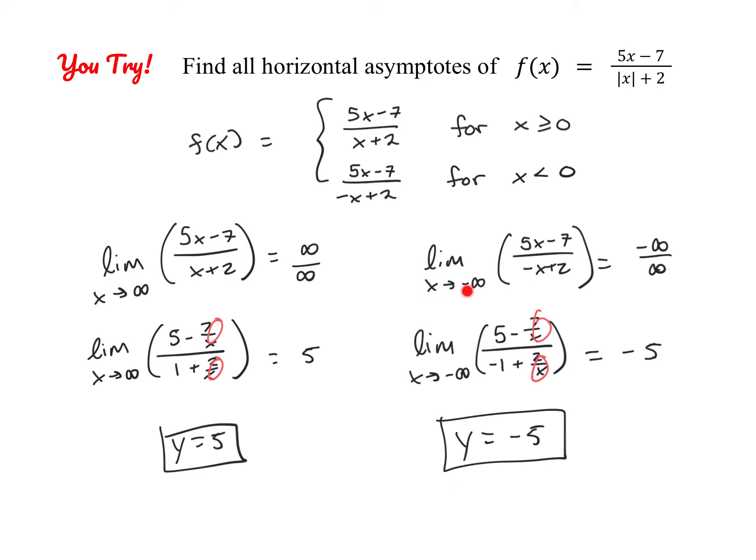And then as x approaches negative infinity, we would use this portion of our function. Again, we get the indeterminate, so we need to divide the numerator and denominator by x, and then we can evaluate the limit, and that will actually approach negative 5. So we have a horizontal asymptote also at y equals negative 5.